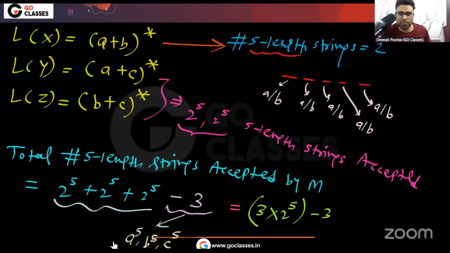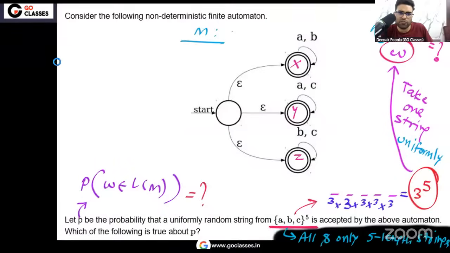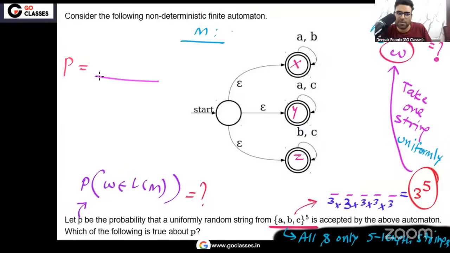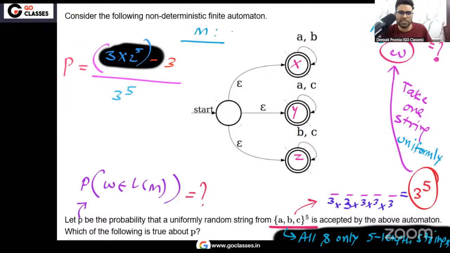Okay, now you can easily find the probability. So the probability that we need to find, you can see that these many 5 length strings are accepted by this machine M, 3 into 2 power 5 minus 3, these many 5 length strings are accepted by M, and total 5 length strings that we have, that is 3 power 5. Okay, you can calculate this, and I think it will be 93 divided by 243. I think this will be the answer.